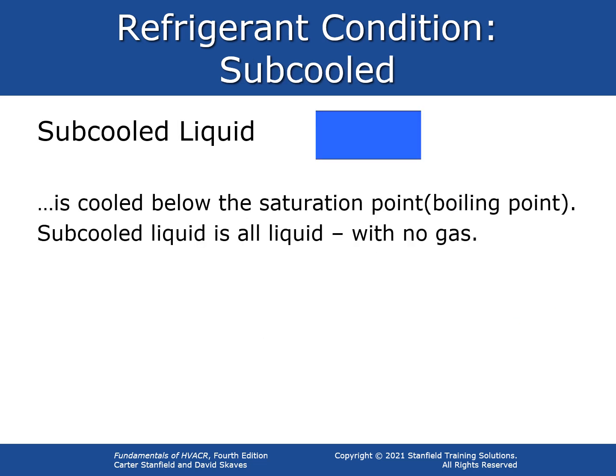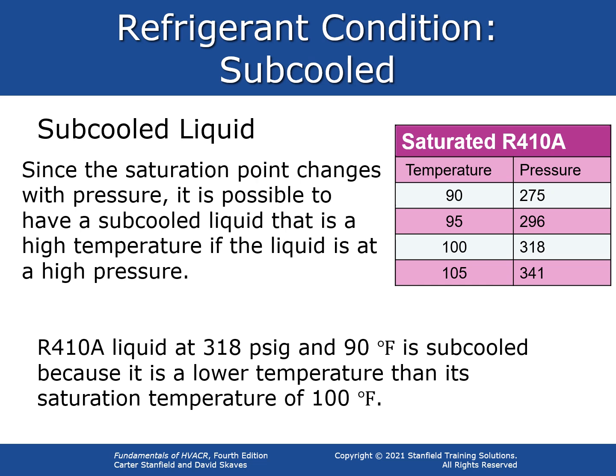A subcooled liquid is cooled below the saturation point, or boiling point. Subcooled liquid is all liquid with no gas. Since the saturation point changes with pressure, it is possible to have a subcooled liquid that is at a high temperature if the liquid is also at a high pressure. R-410A liquid at 318 psi and 90 degrees Fahrenheit is subcooled.